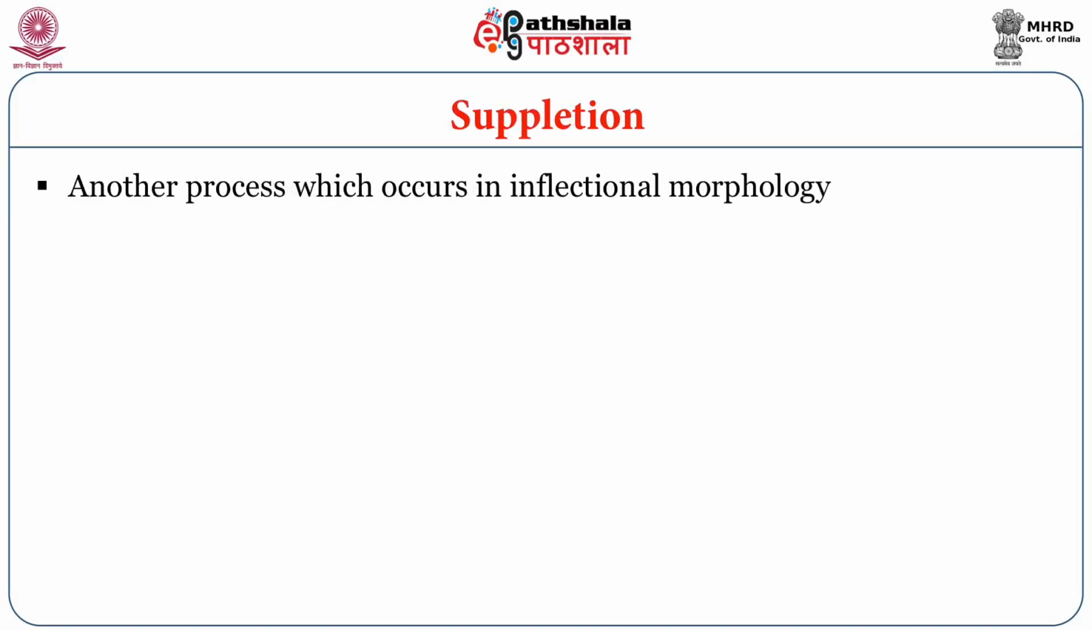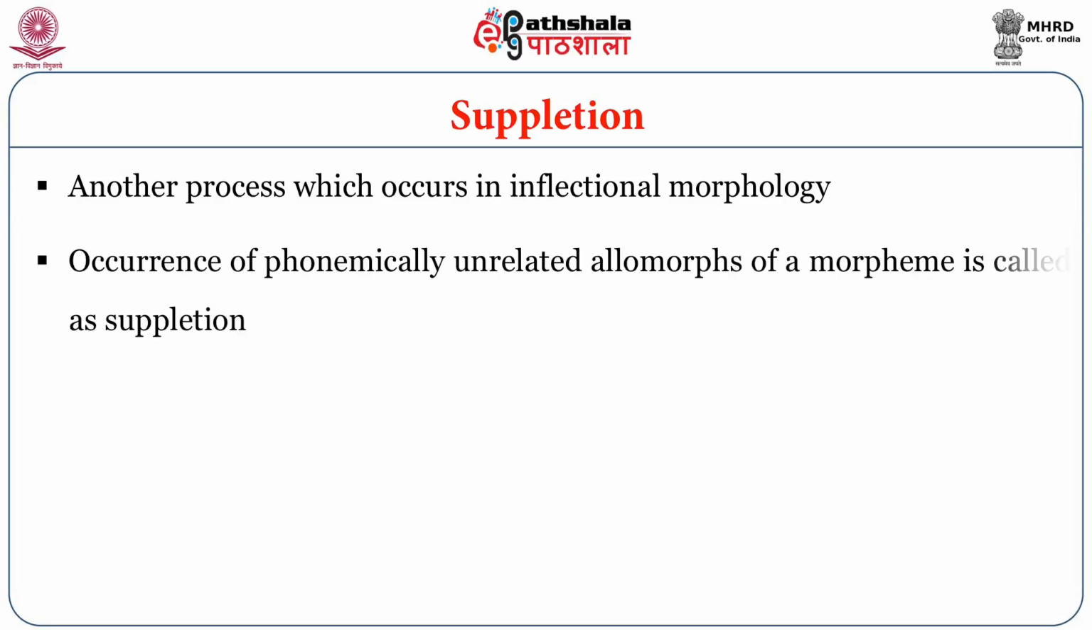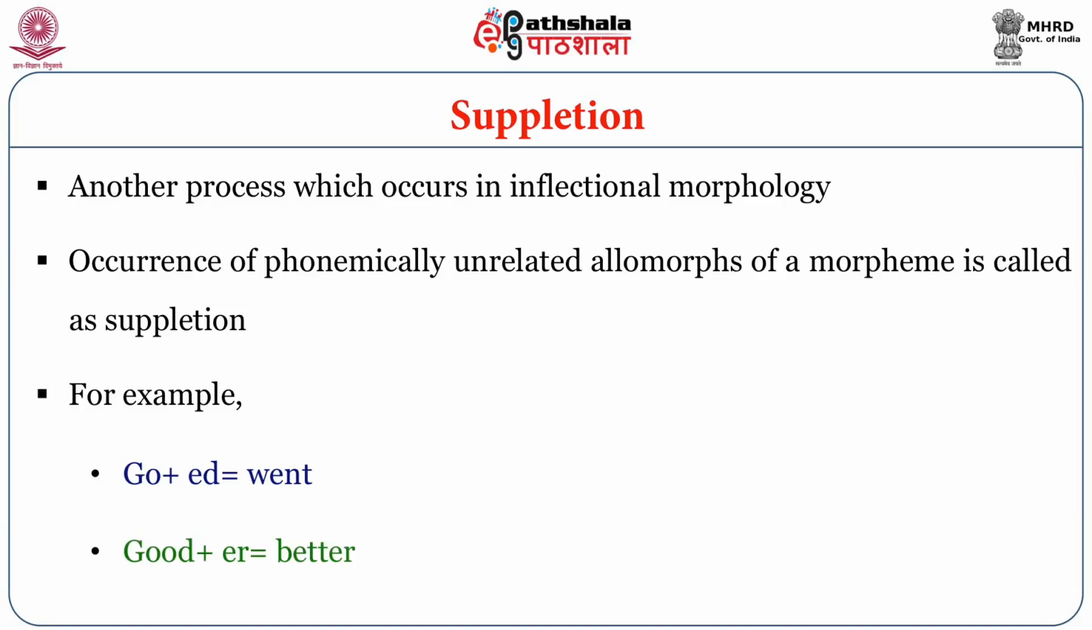Then we have suppletion, another process which occurs in inflectional morphology. What is it? The occurrence of phonemically unrelated allomorphs of a morpheme is called suppletion. For example, when we say go plus past tense -ed, it is not goed but it becomes went. In the same way, good with the comparative degree -er in other cases, but in this case becomes better.